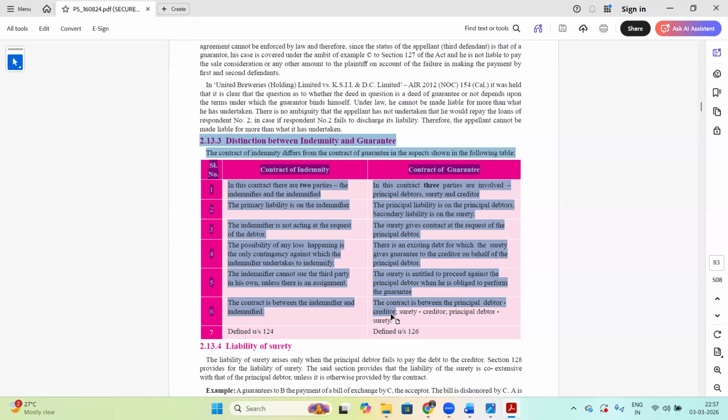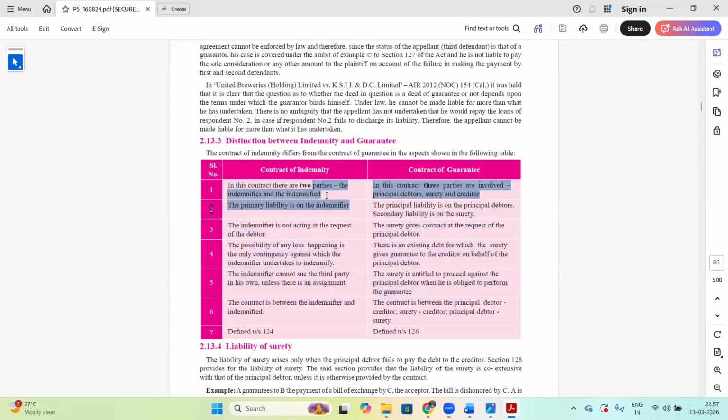So in this case, A becomes creditor, B becomes debtor, C becomes surety. Suppose Mr. C says I will pay 5 rupees, Mr. D will pay 5 rupees. Means C and D become co-sureties. If you understand the concept, you will be able to answer easily. So, what are the things? Indemnity, there are two parties. Contract of guarantee, there are three parties. Primary liability is on the indemnifier, whereas in the case of guarantee, it is on the debtor. So, you are requested to go through the concept and be able to answer.